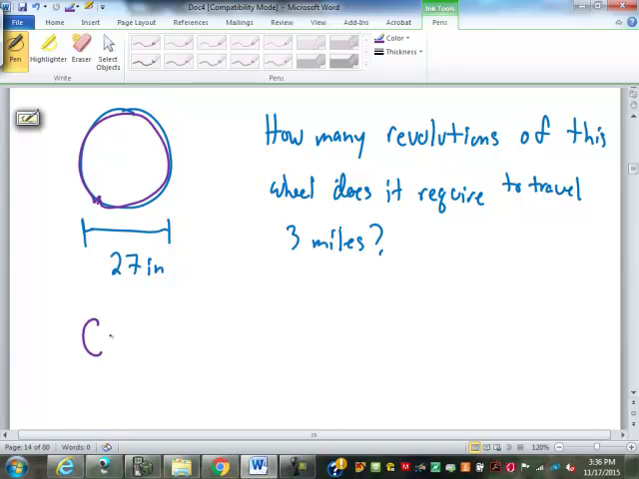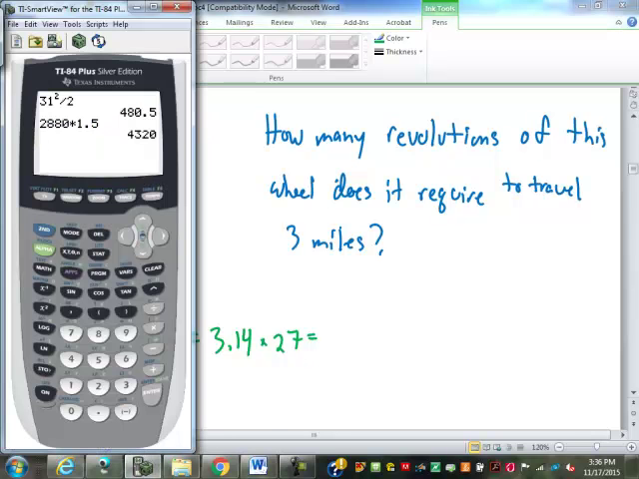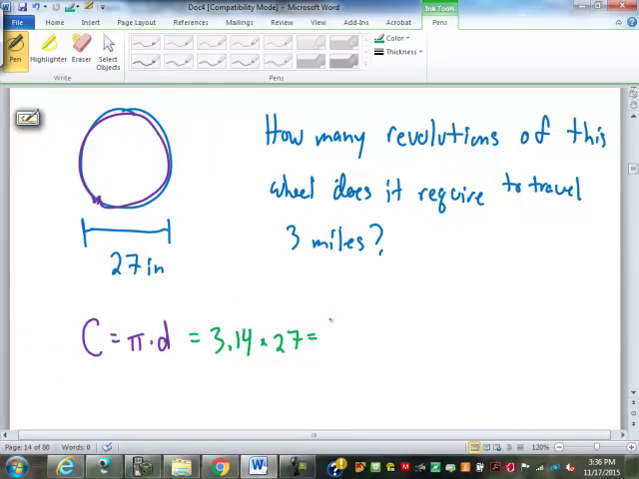Circumference, what is our formula for circumference? Pi times the diameter. So for this one, pi is 3.14, which is what we normally use, times 27, which is going to give us 84.78. And that is inches because the 27 was in inches.